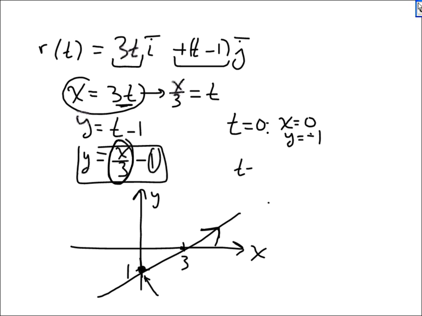Okay. Now, t is, say, 1. X is 3 times 1. Y is 1 minus 1, or 0. That's this point right here. As t got bigger, I went in that direction. I went from this point down here to that point up there.